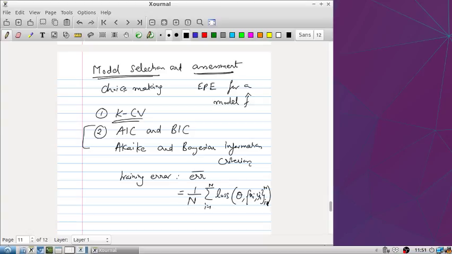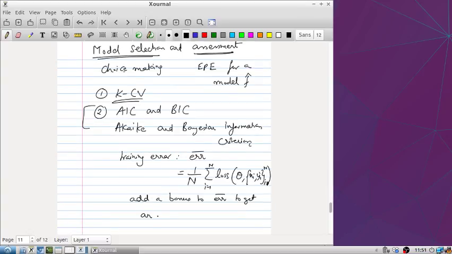What AIC and BIC do is they try to add a bonus to ERR bar to get an estimate of EPE, or an equivalent of EPE basically, which is the expected loss over test. Okay, it may not be just residual sum of squares. It could be, for this loss, what is the expected error.